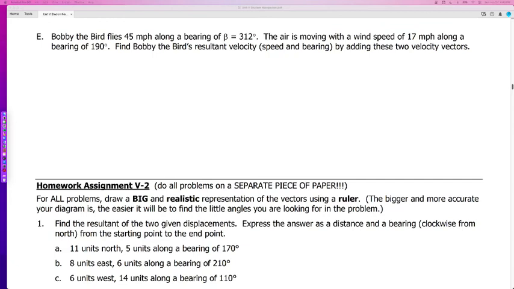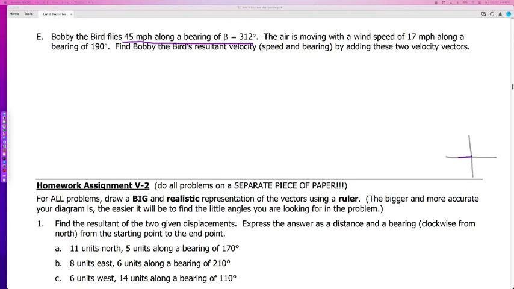Okay. So let's first construct Bobby's bearing, the 45 miles an hour along a bearing of 312 degrees. So 312 degrees is going to put us in what we would call the second quadrant. So that's moving up and to the left. So my first vector, I'm going to start from the bottom right-hand side of my screen so that I have enough room to construct everything else. All right, so let's color code. 45 miles at a bearing of 312 degrees. So 312 degrees is 48 degrees shy of 360.